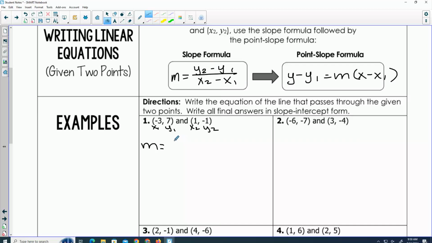Slope is y2, so -1, minus y1, which is 7, over x2, which is 1, minus x1, which is -3. So -1 minus 7, or -1 plus -7 is -8. Minus negative is positive. 1 plus 3 is 4. But I always want this reduced as much as we can. So -8 over 4 would turn into -2 over 1. You could write it as -2 over 1. I'm just going to keep it as a whole number. So -2.